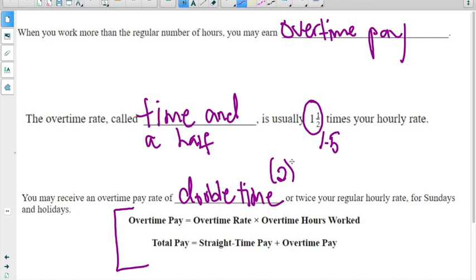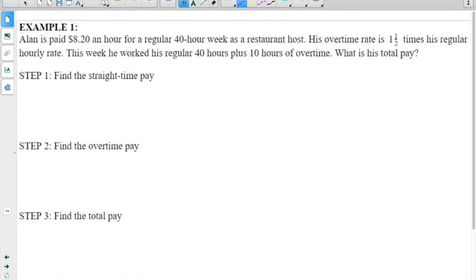Okay, so we're going to take 2 or 1.5, multiply it times your hourly rate, so how much you make per hour, and then multiply it times the number of hours you worked. And then your total pay is going to equal your straight time pay, which we learned about last lesson, plus your overtime pay. Let's look at an example.